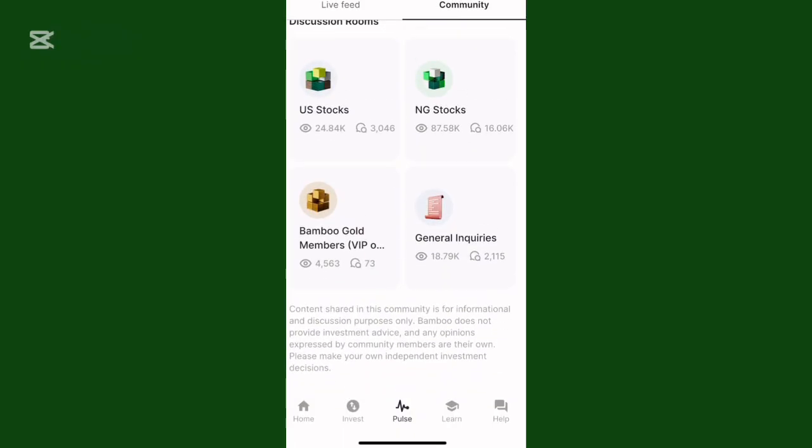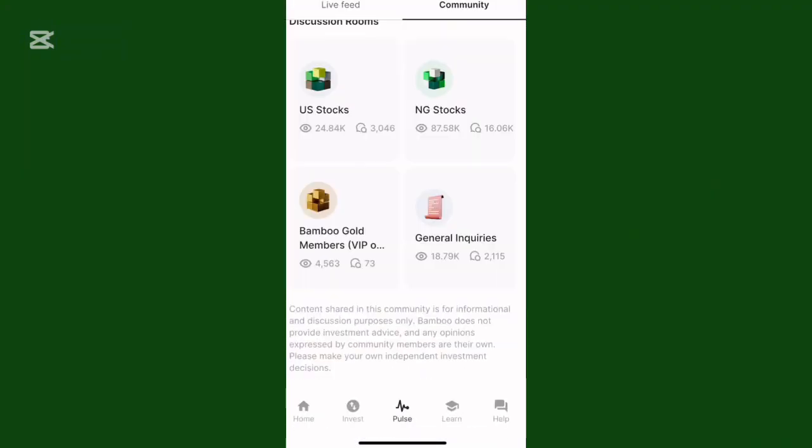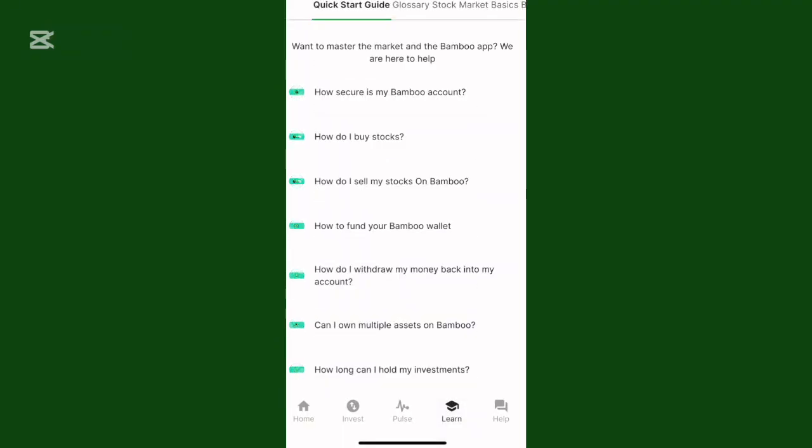Bamboo Gold members is only available for people that have invested over $10,000 in Bamboo. Then general inquiries. You can also seek personal inquiries through this app icon. If you wish to learn more about stock investments, you click the learn icon and it tells you everything you need to know about buying stocks.